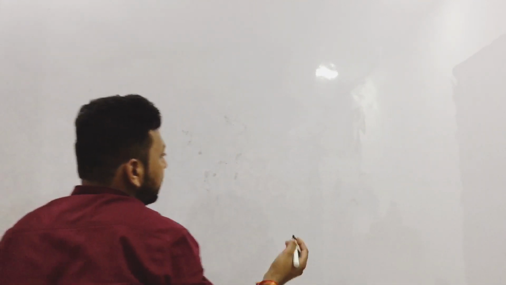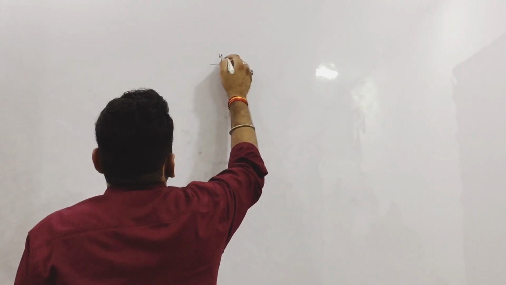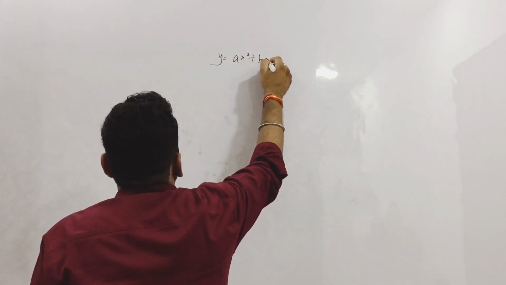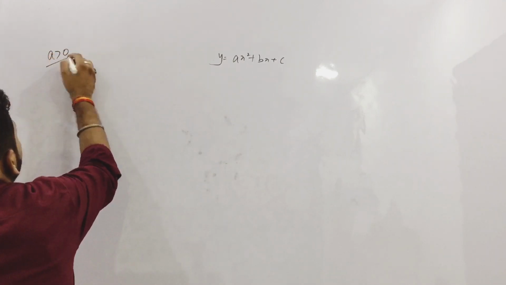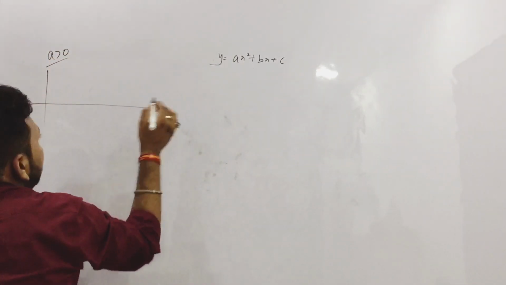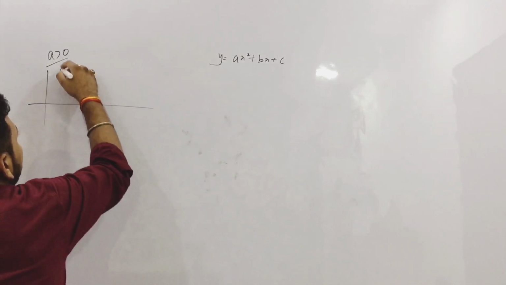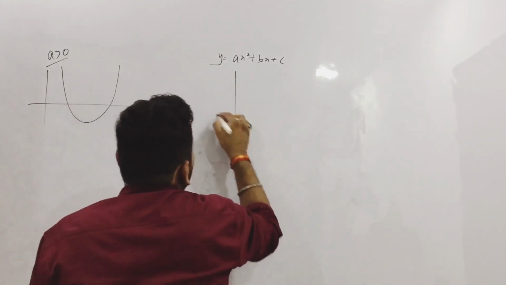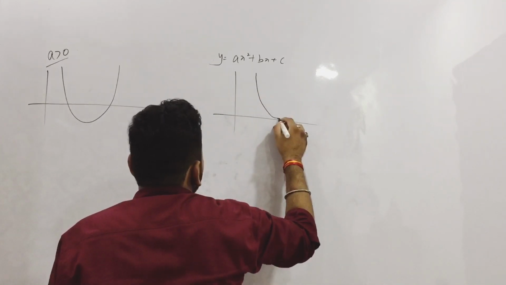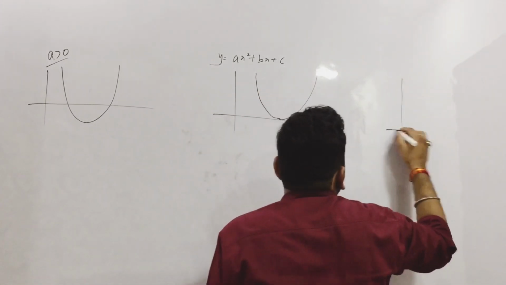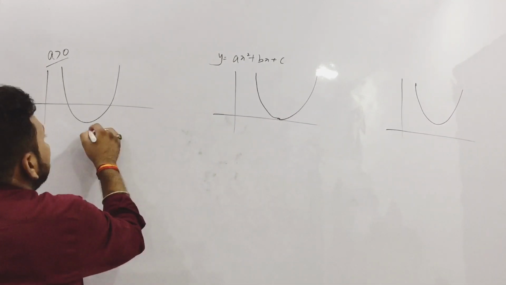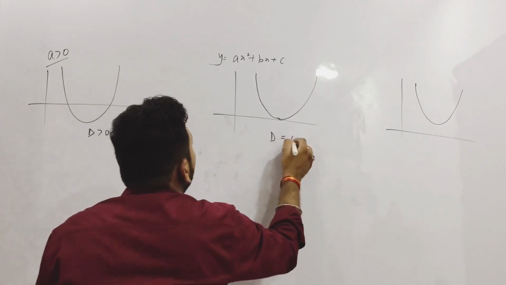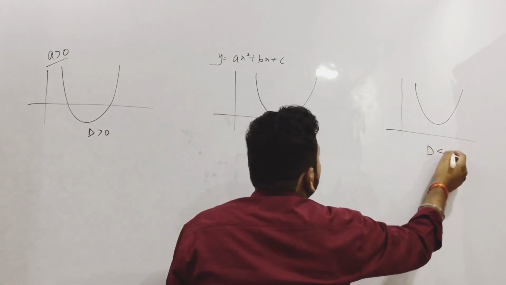Okay, so if I take this equation again, y is equal to ax square plus bx plus c, I am drawing the graph. There are two conditions. If a is greater than 0, the graph has three possibilities. It can go like this, or it can go like this, it will just touch and go, or it can go like this. So how will it go? Discriminant greater than 0, discriminant equal to 0, and discriminant less than 0.